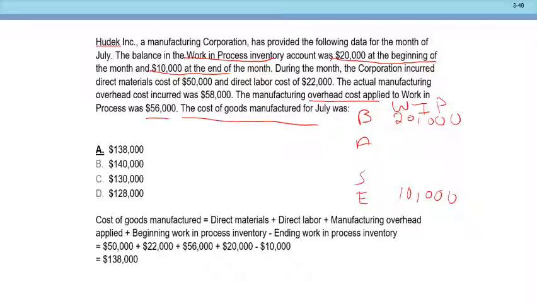Okay, so I'm just going to go ahead and write these off to the side real quick. So I have what? I have my direct materials of 50. I have my direct labor of what? 22. And I have my manufacturing overhead. Which one do I pick up? The applied of 56, right? Anybody got a total for me on those? 128,000? Is that what you said?